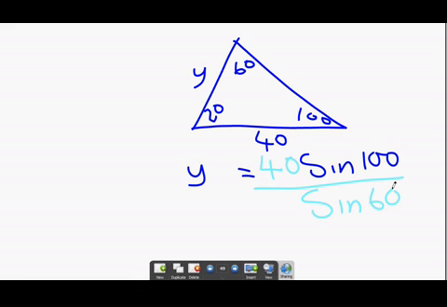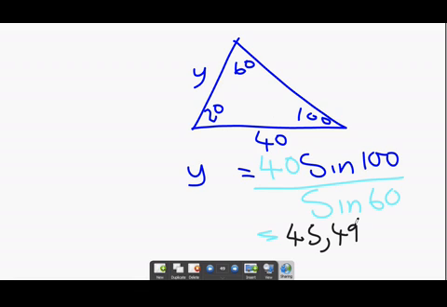And then immediately after that, I press my calculator, fraction 40 sine the angle of y, which is 100, over sine 60, close bracket, and then that's that. And you're going to get your answer, 45.49.